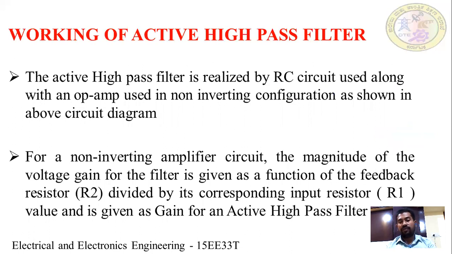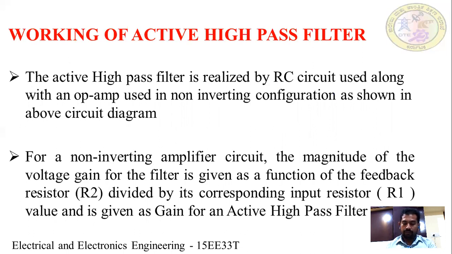The active high pass filter is realized by an RC circuit using an op amp, and it uses the non-inverting configuration as shown in the circuit diagram. For the non-inverting amplifier circuit, the magnitude of the voltage gain for the filter is given as a function of the feedback resistors divided by the corresponding input resistor, and this value is the gain for the active high pass filter.